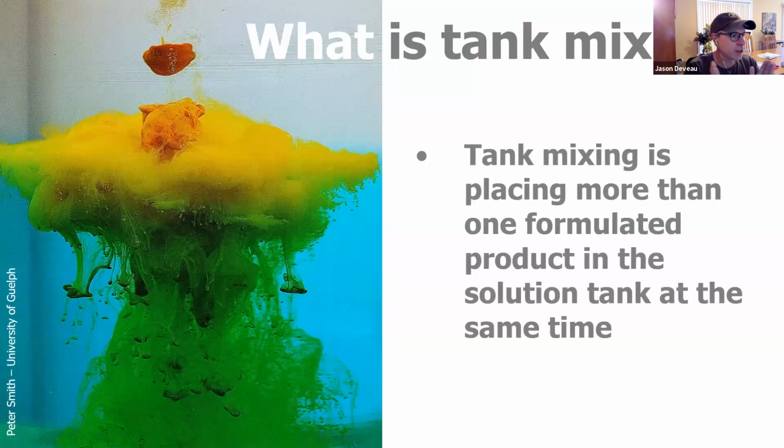So let's start with a pretty picture. This was by Peter Smith at the University of Guelph, and he won a photography award for this. This is what happens when you add Prowl, which is a herbicide, into glyphosate, another herbicide, and it's gorgeous. I think it's gorgeous. But it leads us into what tank mixing is. Tank mixing is when you put more than one formulated product in your solution tank at the same time, just so we're all clear.